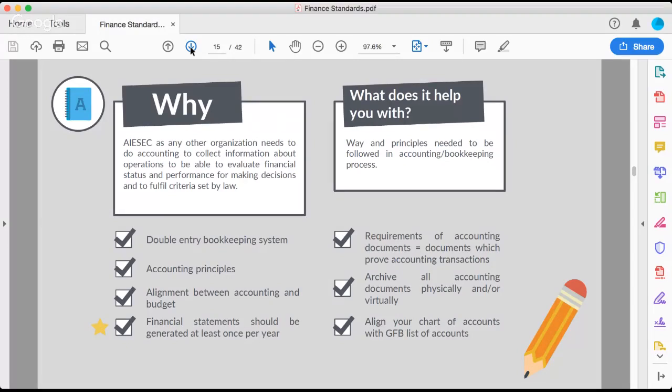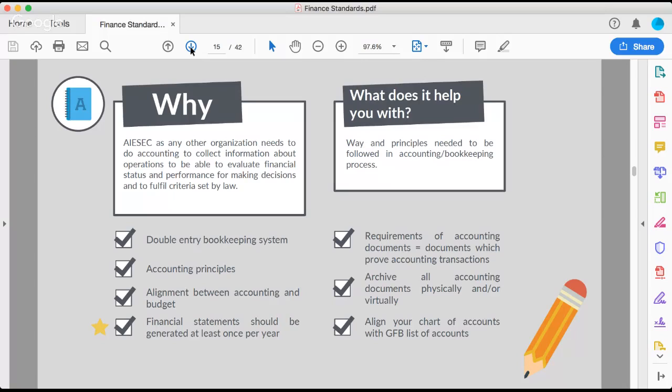Next, the requirements of accounting documents, documents which prove accounting transactions. For every transaction that you do, you need to have a bill or a receipt. If you do not have this, the whole transaction can be counted invalid because you simply have no proof of what you are paying for. And therefore, we have certain processes like reimbursement forms, Sonderbilligen, which I would suggest LCs not to use because it's unnecessary. But make sure that you always have a document to back up why you have a certain transaction.